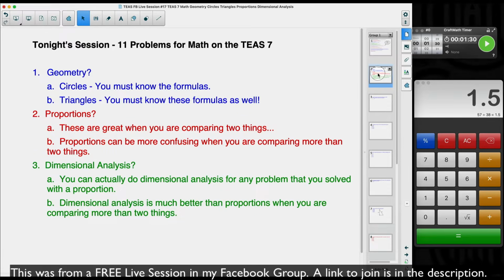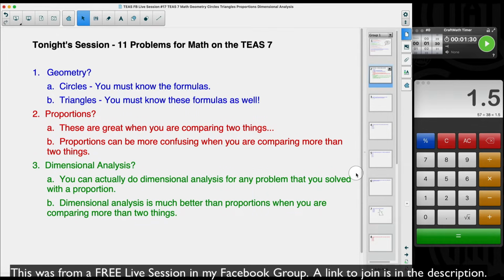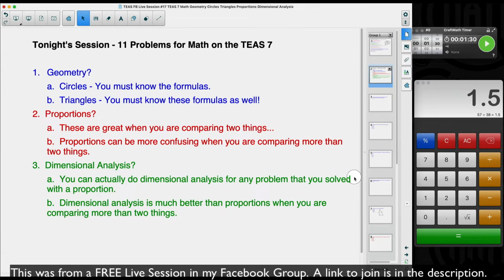So, tonight's topics: geometry, proportions, and dimensional analysis. We will be in here longer than an hour. So, get you a drink, pop you some popcorn, do something. If you want to leave, that's fine. But we're going to be covering some very useful stuff.